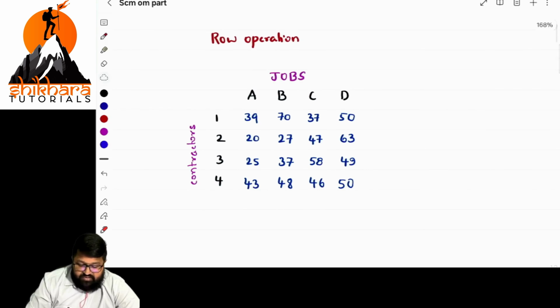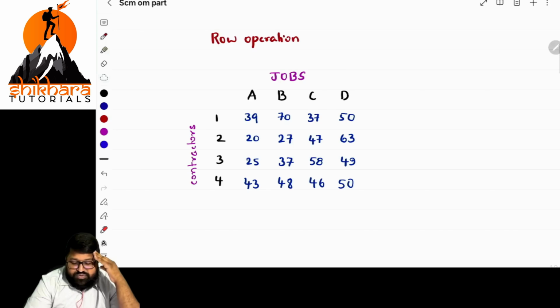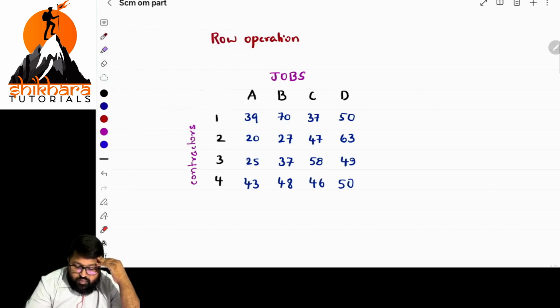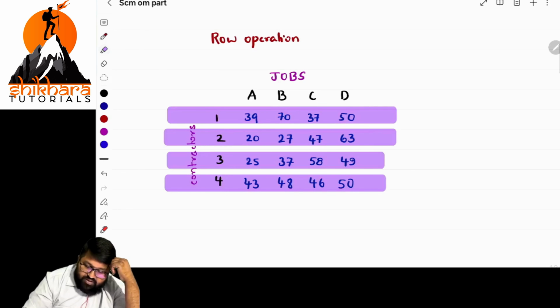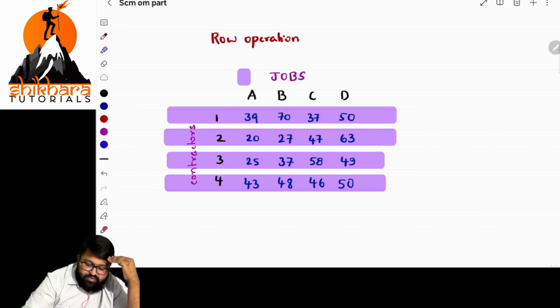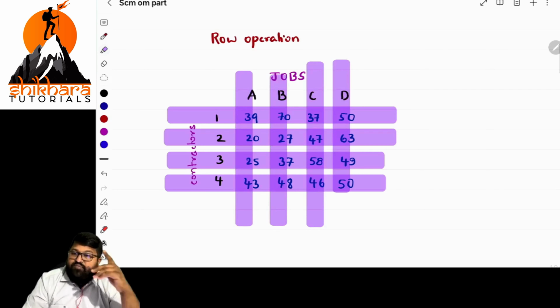In this part, what are the basic things? You need to identify what the rows are. That will be good for you. The very first check is whether the number of rows equals the number of columns. These are the rows. Totally, how many rows are there? 4 rows. What about columns? A, B, C, D. 4 rows and 4 columns.